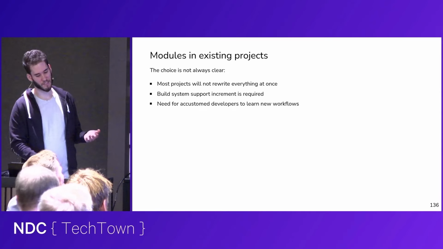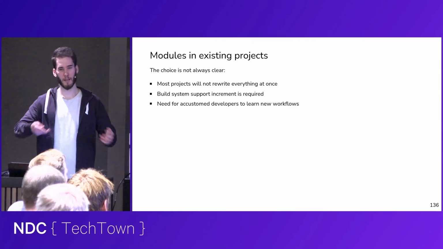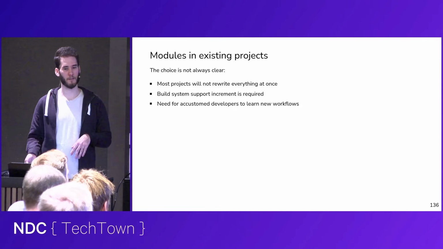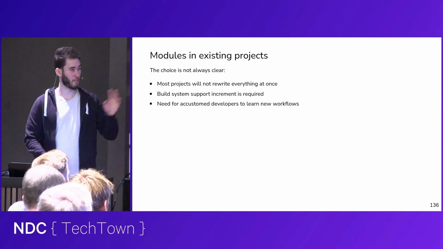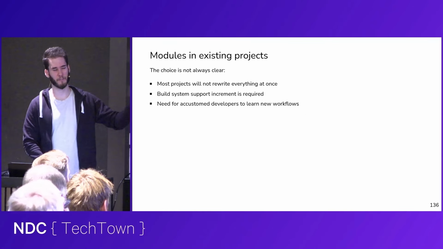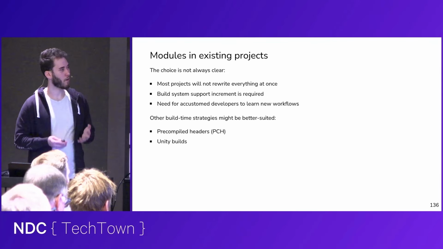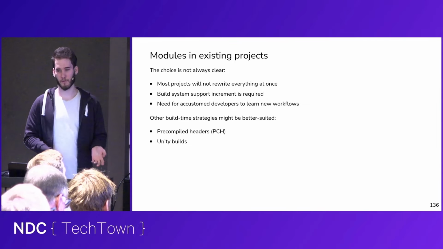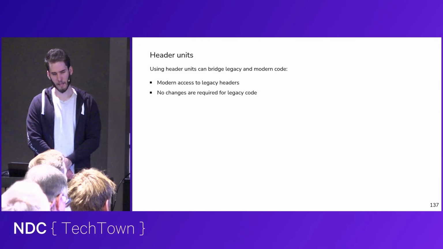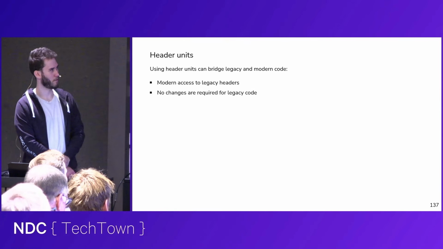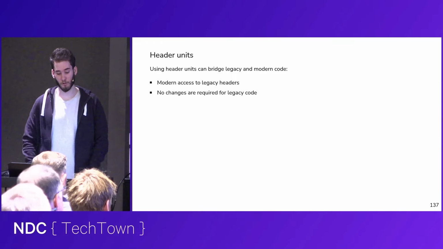But for existing projects, the choice is not always so clear, because most projects will not really just rewrite everything at once. You have this middle time where you have both your headers and your modules at the same time. Then you will need to increment your build system support, and you will need to get all of your custom developers in your company to also learn this new feature, which I think might be the most difficult point. And also you should be aware that there are other build time strategies that might be better suited for your project at this point. So you should take a look at precompiled headers and Unity builds. You should also really investigate if header units can be utilized, because they provide modern access to your legacy headers in your system, and then there's no code change required.